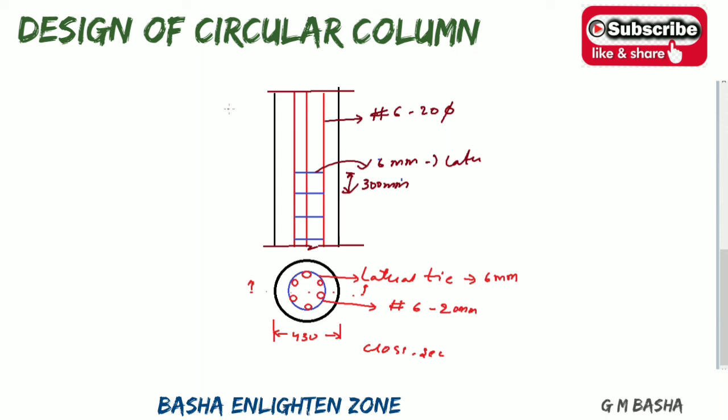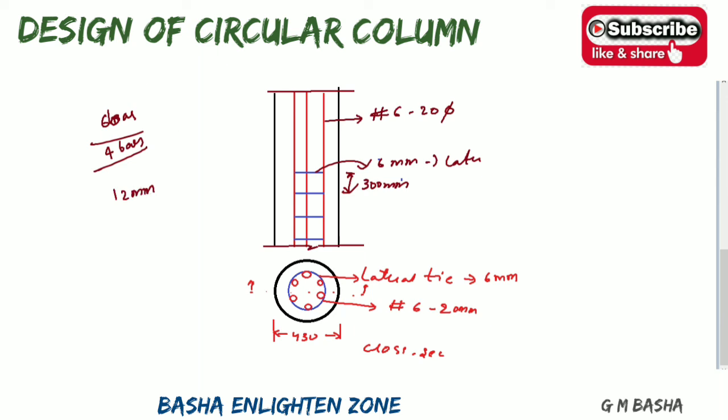But you remember one point, for circular column minimum 6 bars are required, for square and rectangular minimum 4 bars are required for the columns, and minimum diameter of bar used for longitudinal reinforcement will be 12 mm. Okay, all these are the important things that you have to find out.